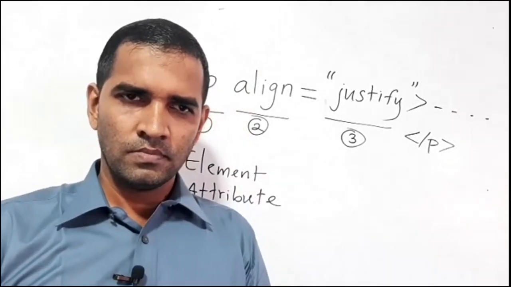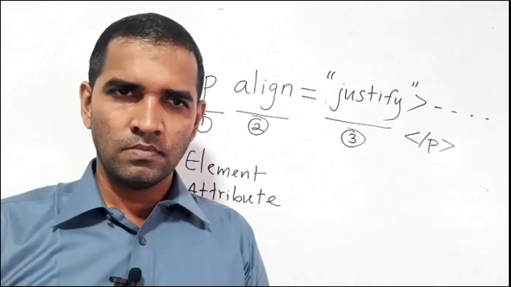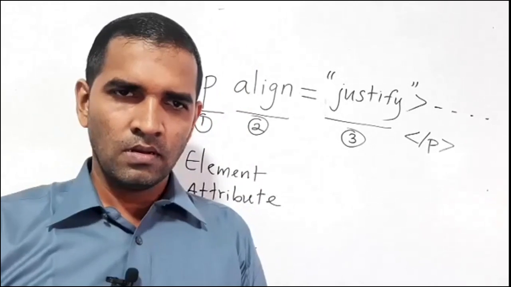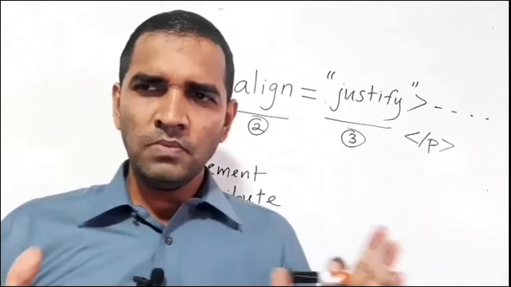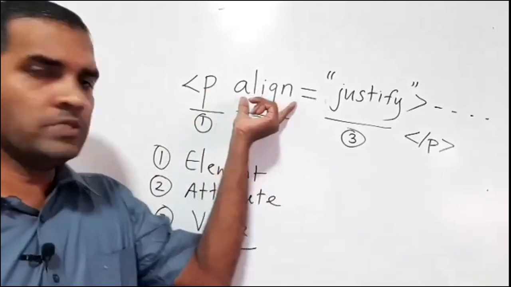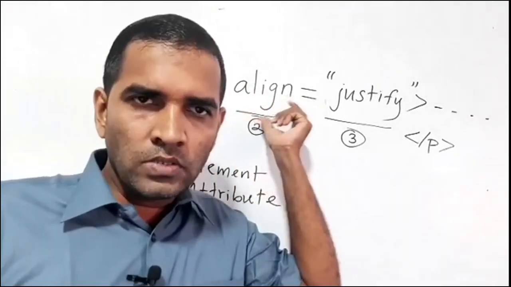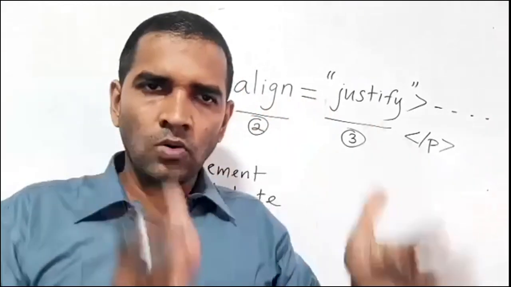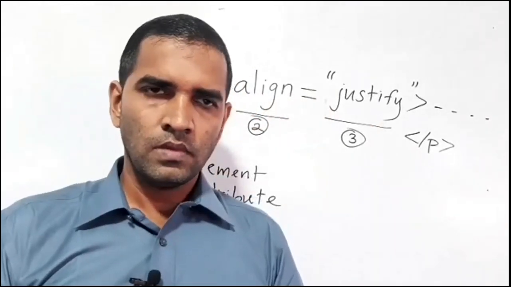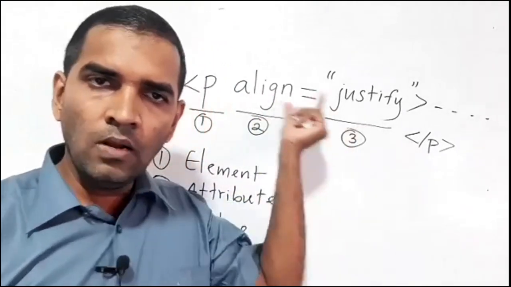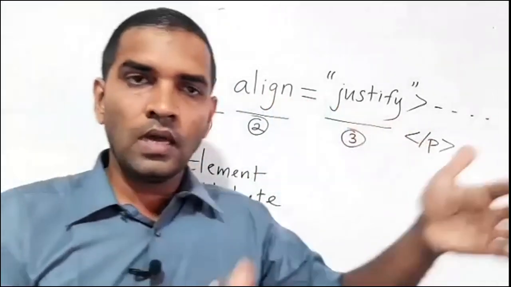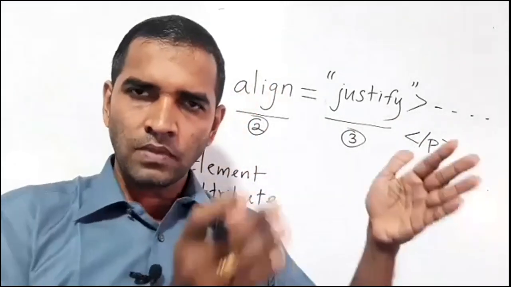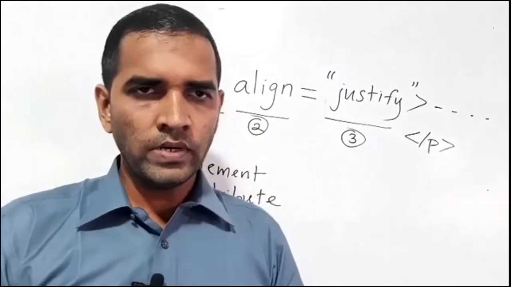BG color. Okay. Align. Align, yes, good. Horizontal rule. Height. Width. Yes, there may be so many, right? Look at it. This is optional, right? I use the word optional because without this align, that element P alone creates a paragraph. No one can say that P align justify can only create the paragraph. No, P alone can create it. So which means align is an optional one.